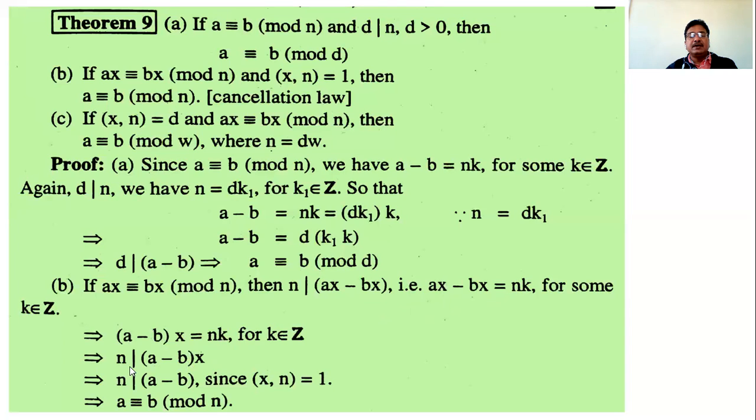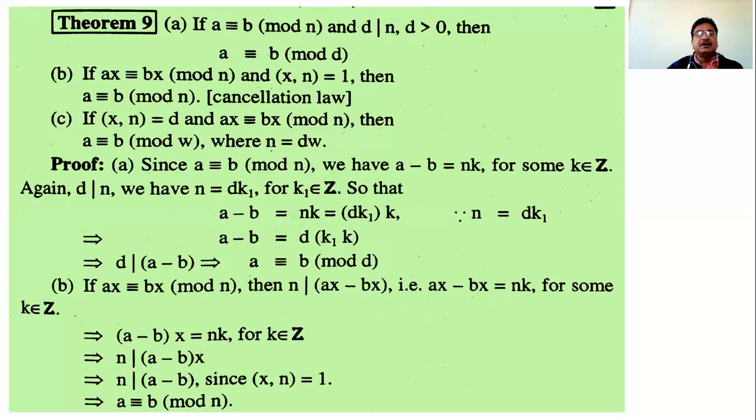n divides (A minus B) into X, because AX minus BX is expressed in the form n into some integer. Therefore n divides A minus B into X. Therefore n divides one of them by using the previous theorem. But the greatest common divisor of n and X is 1.